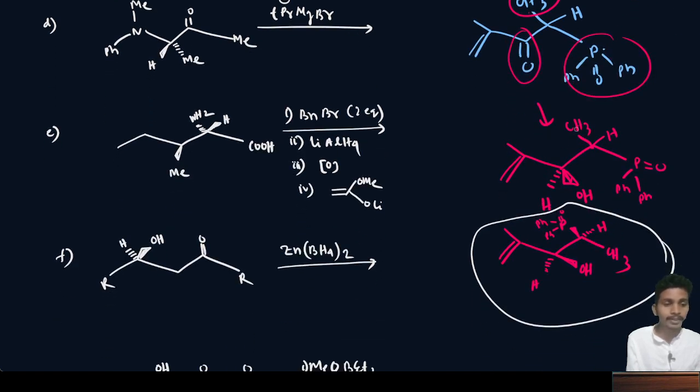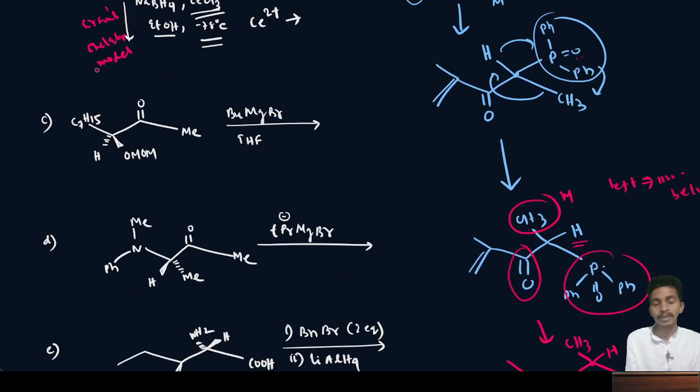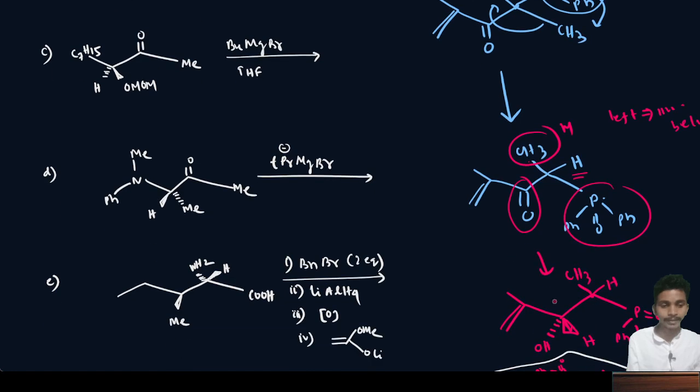So here the attack of the reagent will be from that small group side, and the small group side is here on the right. So this is going to be the OH, and this is going to be the H. And here also, after that it will be the same. So this is going to be the OH and this is going to be the H. So this is the answer if it follows the Cram-chelate model, if NaBH4 and CaCl2 are given. Now we will move to the next question, that is option C.